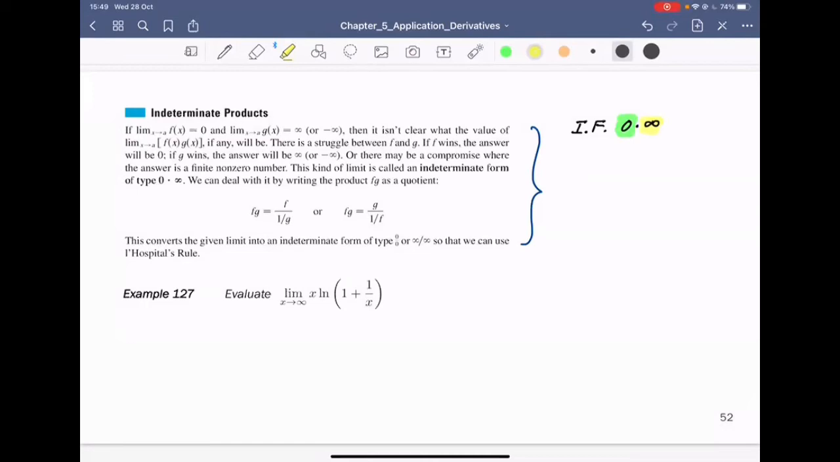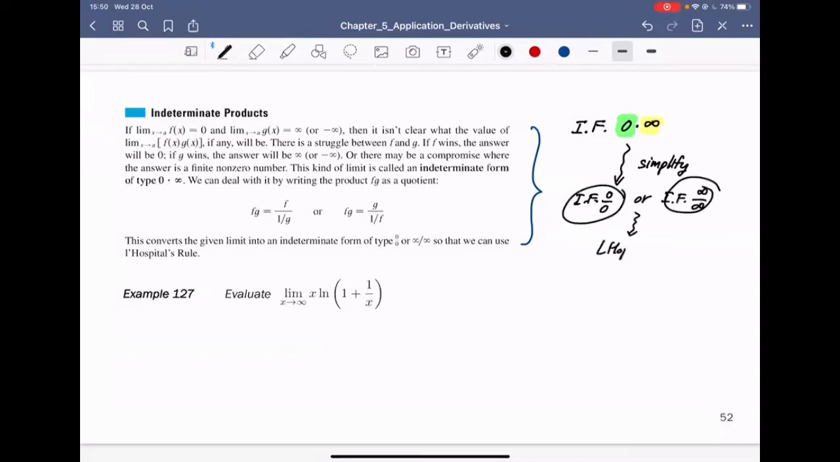So the way to solve this is you're going to simplify it. You need to simplify it into indeterminate form 0 over 0 or indeterminate form infinity over infinity, and then you can apply L'Hopital's rule after. That is the only keyword here.